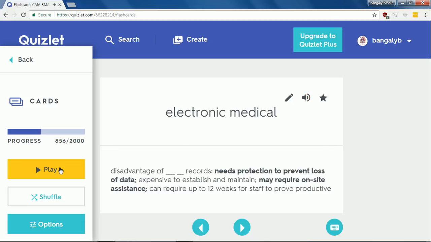Electronic medical records. Disadvantages of electronic records: need protection to prevent loss of data, expensive to establish and maintain, may require on-site assistance, can require up to 12 weeks for staff to prove productive.